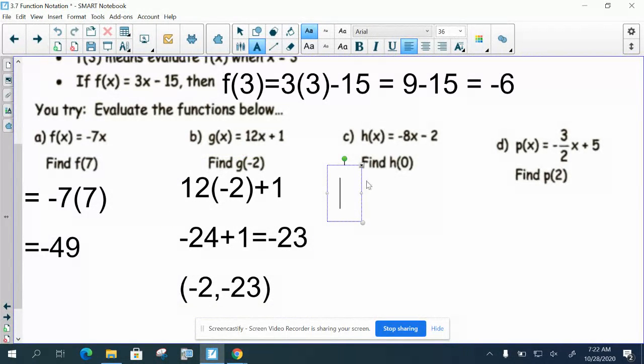So along the x-axis, when x equals negative 2, the function is way down at negative 23. That makes sense because the slope is so steep.